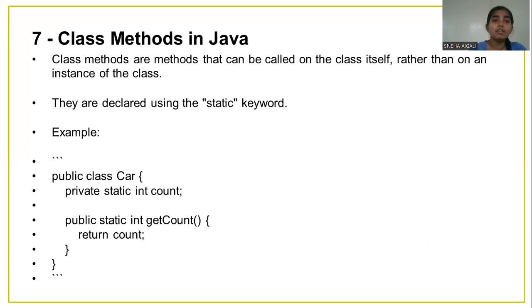Now, next up, we have class methods in Java. Class methods are the methods that can be called on the class itself rather than on an instance of class. They are declared using the static keyword. Static keyword is used while creating class methods. For example, here we have created a public class called Car, in which a variable is declared, that is public static int count. Public static getCount is a method which returns the count.